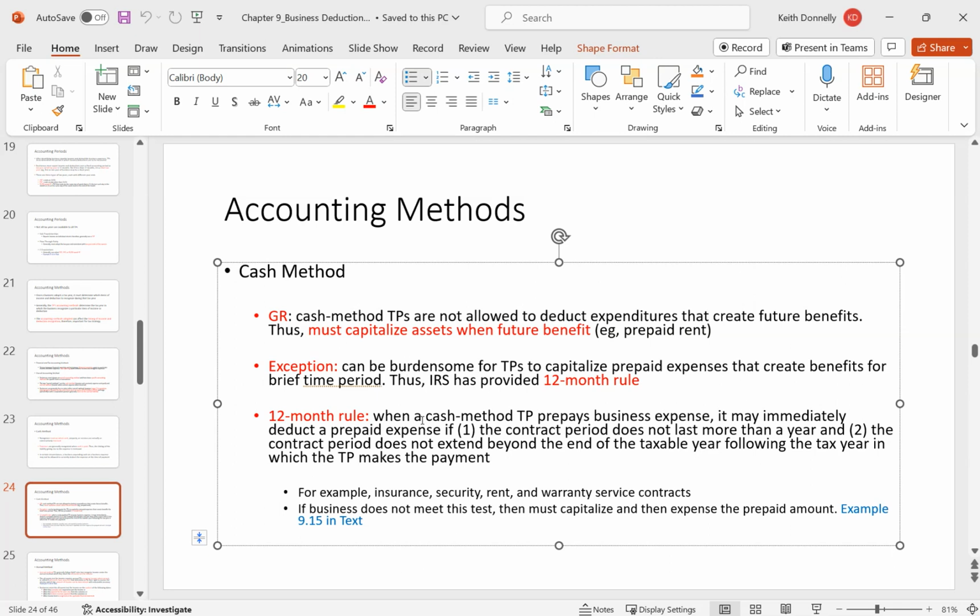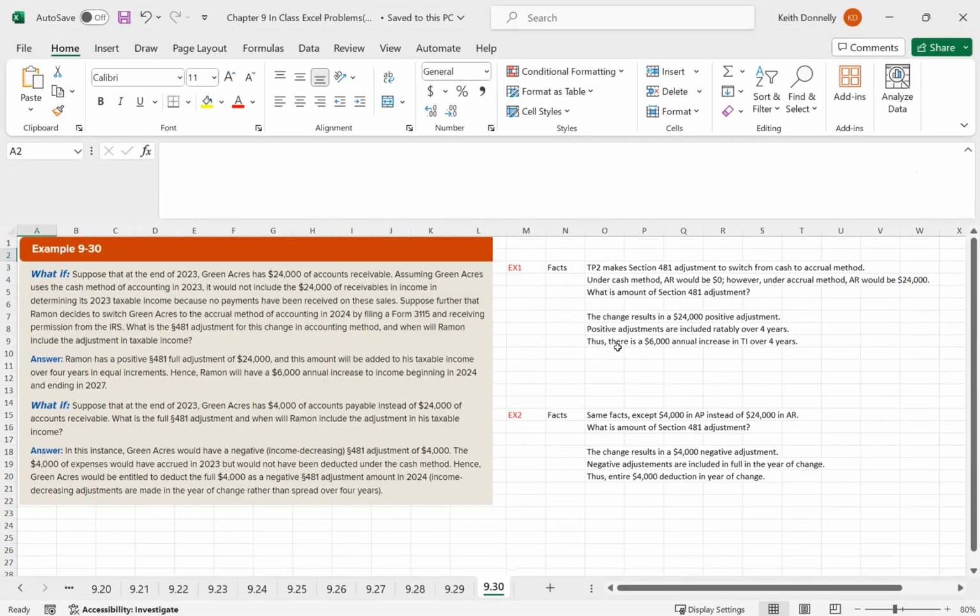Sometimes for small taxpayers, it's just easier to expense it. So the IRS has come up with this 12-month rule. And the 12-month rule says this: when a cash method taxpayer prepays a business expense, it may immediately deduct that expense if the contract period does not last more than 1 year and the contract period does not extend beyond the end of the taxable year following the tax year in which the taxpayer makes the payment. Right, so let's look at example 915 here to give this some numbers. That is a mouthful. What is going on here?